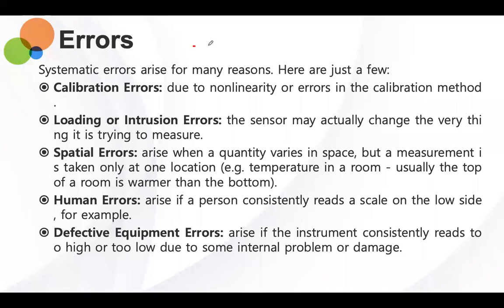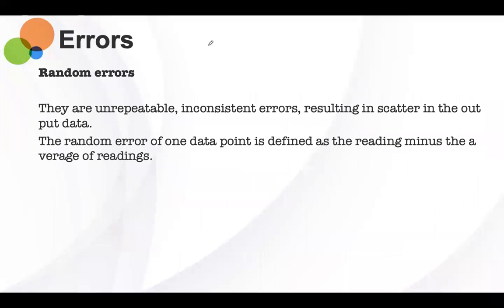Yes, sir. All right. So the next set of errors are random errors. These are unrepeatable, right? And they are inconsistent errors resulting in scattering the output data. So random error of one data point is defined as the reading minus the average of readings. All right, this might seem unclear, but you just want to make note of the fact that these are unrepeatable and inconsistent, right?